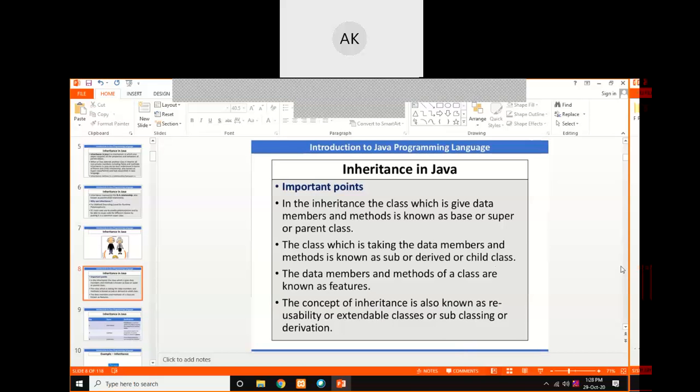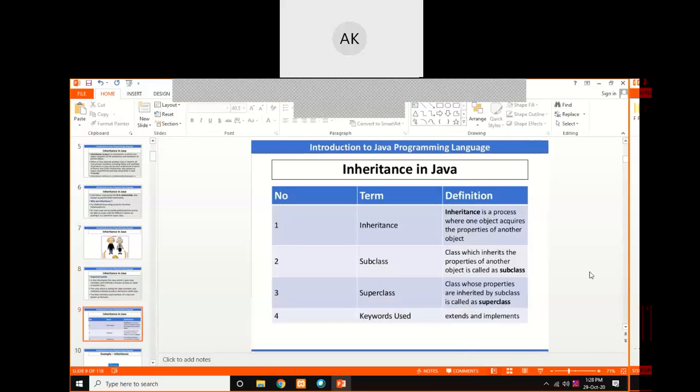So that is how we are going to see with the help of some examples. These are the terminologies which we are going to use whenever we talk about inheritance. That is inheritance, then the subclass, also called a child class or a derived class. Then we have a superclass, also called a parent class or a base class. Then the keywords which we use in order to implement inheritance in Java: the first keyword is extends and the second keyword is implements.